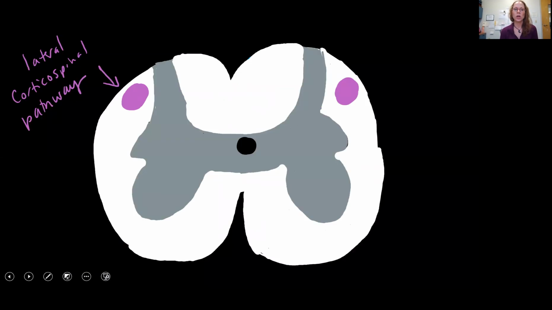Okay, so let us start with the lateral corticospinal pathway. Now here the term corticospinal is talking about the primary motor cortex in the brain, and then spinal is, of course, down the spinal cord. So the name right there should automatically clue you in that we're looking at a descending tract.